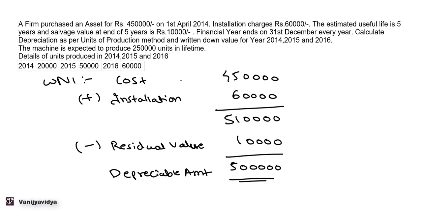This 5 lakh, the depreciable amount, we need to divide by the total units expected to be produced during its lifetime, that is 2,50,000. So here we get the per unit cost, that is rupees 2. Now this needs to be multiplied with the actual units produced, that is 20,000, 50,000 and 60,000, to arrive at the amount of depreciation for the respective years. Now let's calculate it.